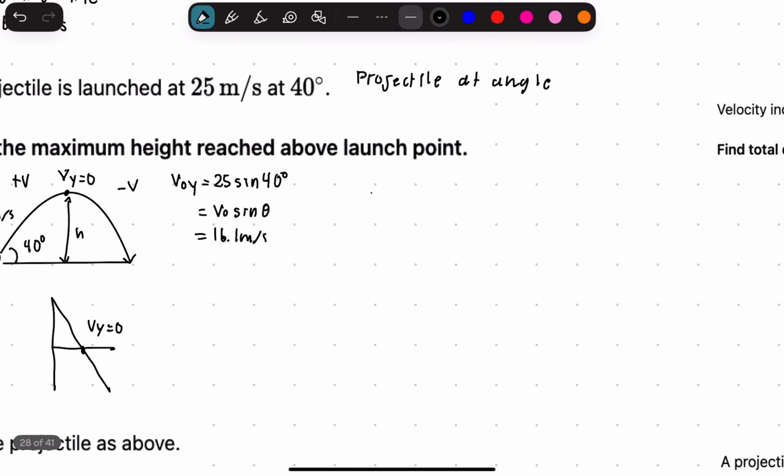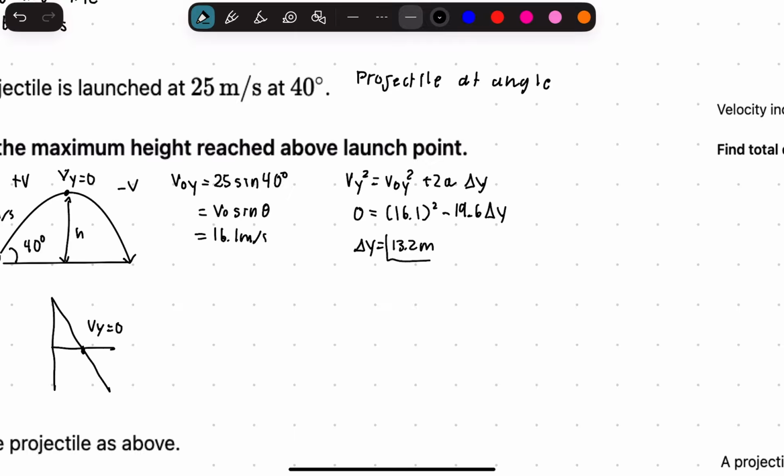Now, we can sub that into this equation. Vy squared is equal to v initial y squared plus 2 times the acceleration times delta y. And that's going to be equal to 0 equals 16.1 squared minus 19.6 delta y. Now, delta y is going to equal 13.2 meters. So that's going to be your height.